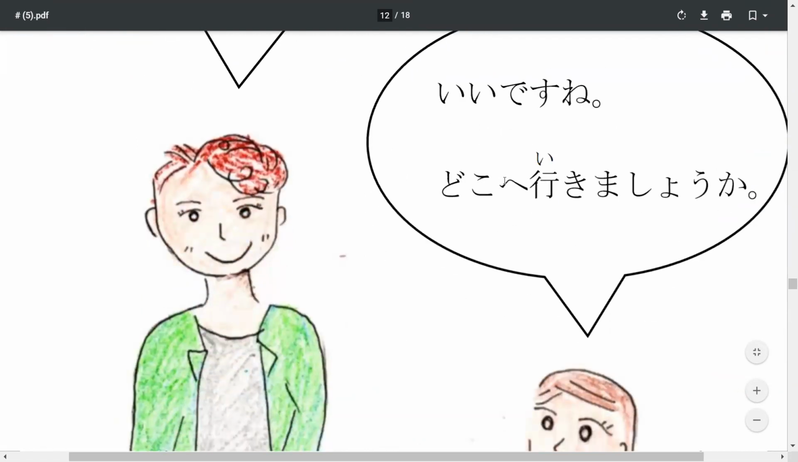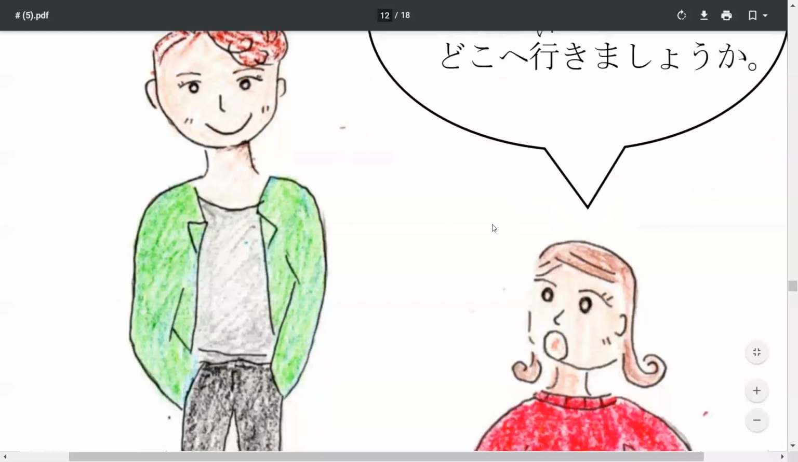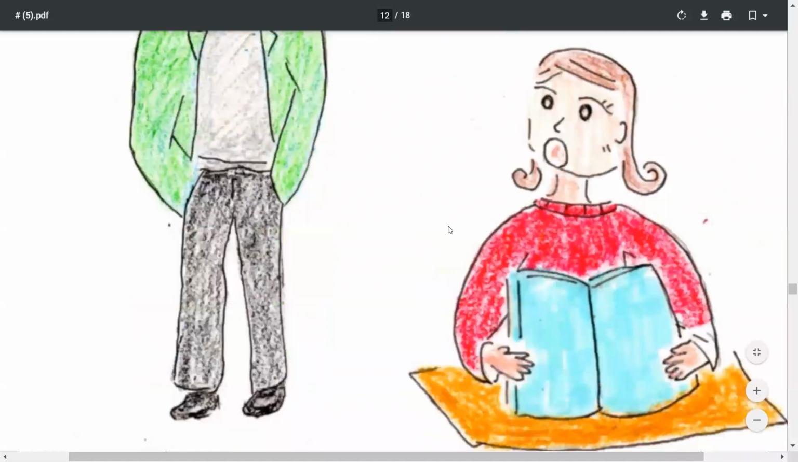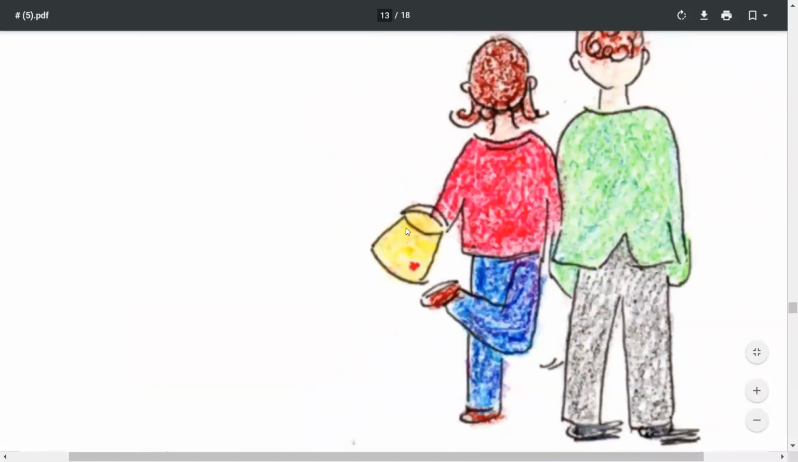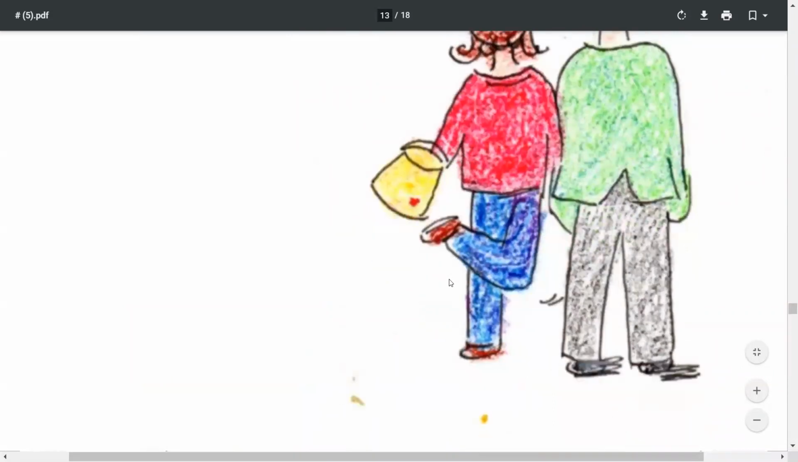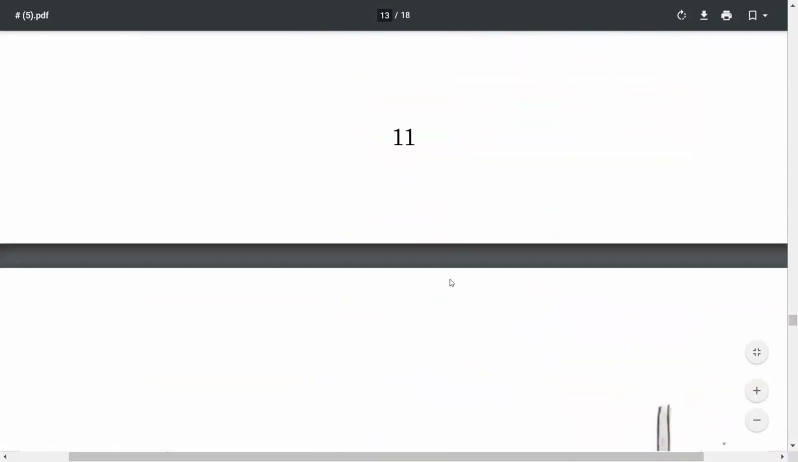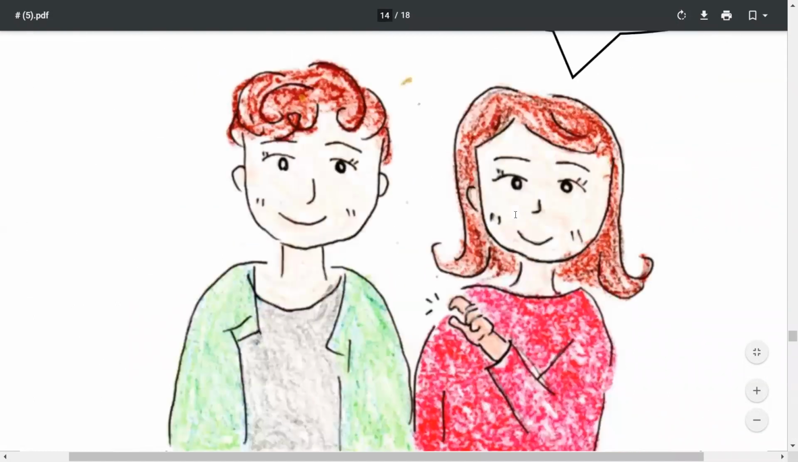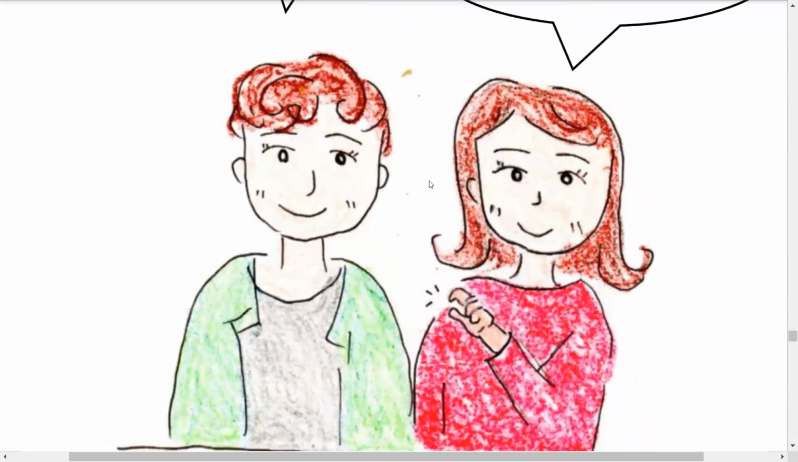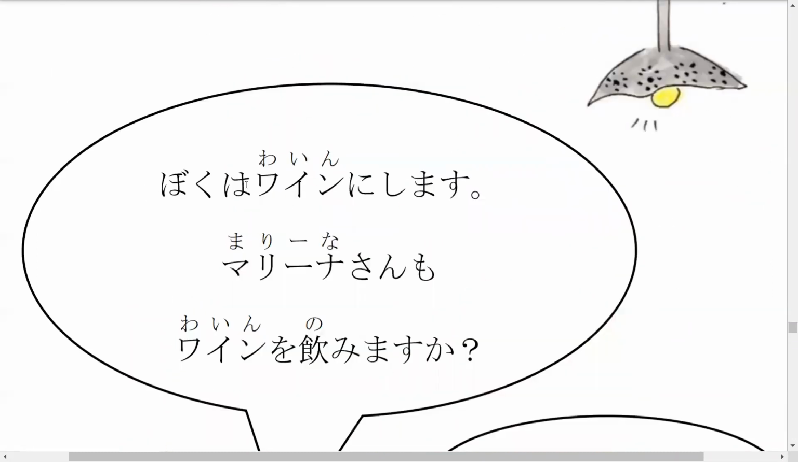Doko e ikimashou ka? Where are we going together? So where do you think they will go? And she's very happy. Look at her feet. Holding hands together. Then we have the lights. So where did they go? You're thinking something. Okay, they go to some fancy restaurant. Boku wa wine ni shimasu. So they do the wine.